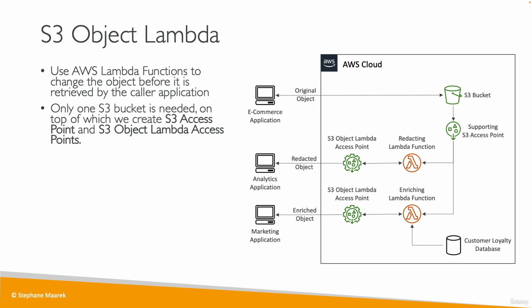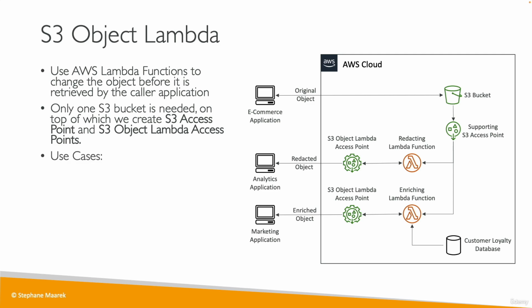And therefore, our marketing application can access this S3 Object Lambda access point to get, again, the enriched object. So as you can see, we only need one S3 bucket, but we can create access points and Object Lambdas to modify the data as we wish.